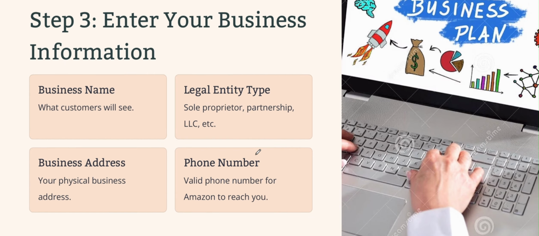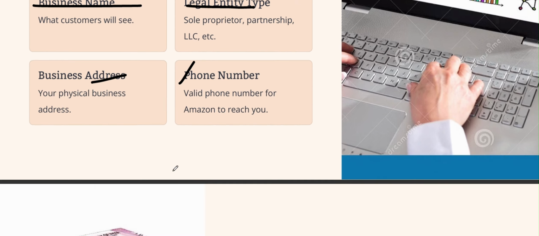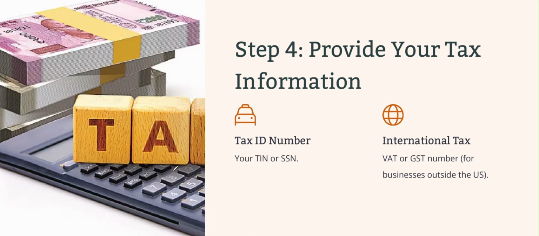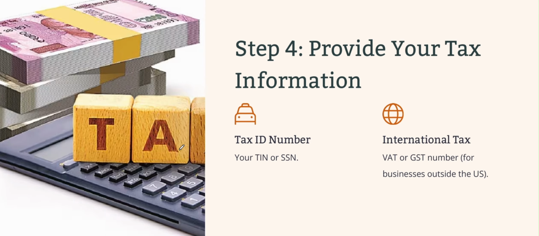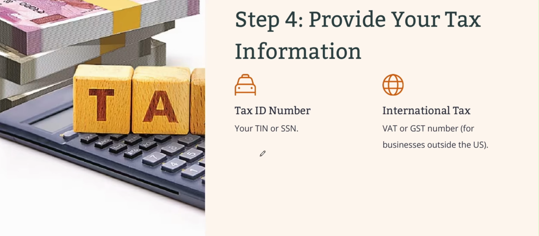After that, enter your business informations like business name, legal entity, business address, phone number. Please note business address and phone number will be valid because of the verification. Otherwise, Amazon will block your account. After that, you have to provide tax information. If you are in India, then you have to provide GST numbers, and if you are in international, you have to provide VAT number.